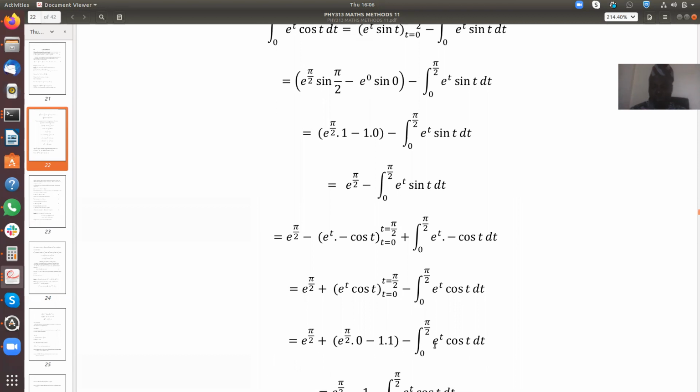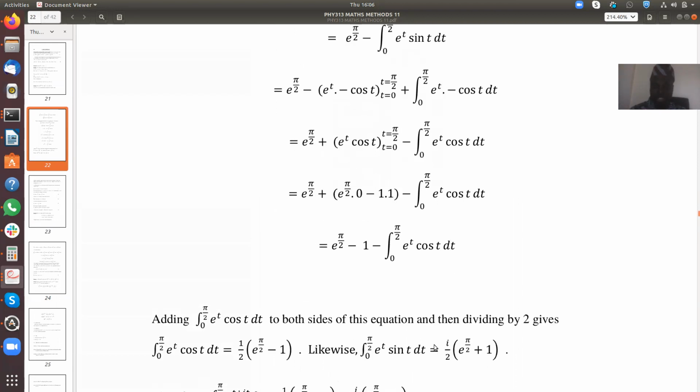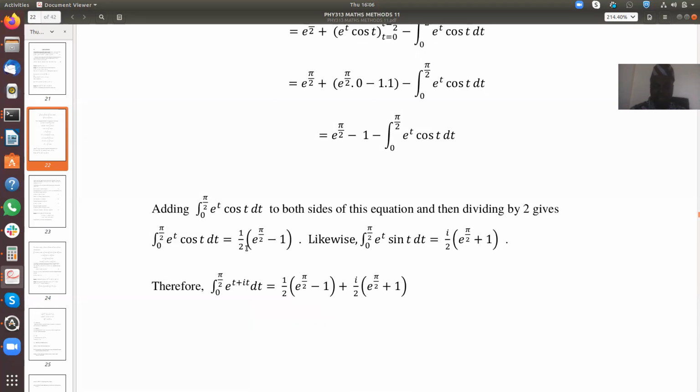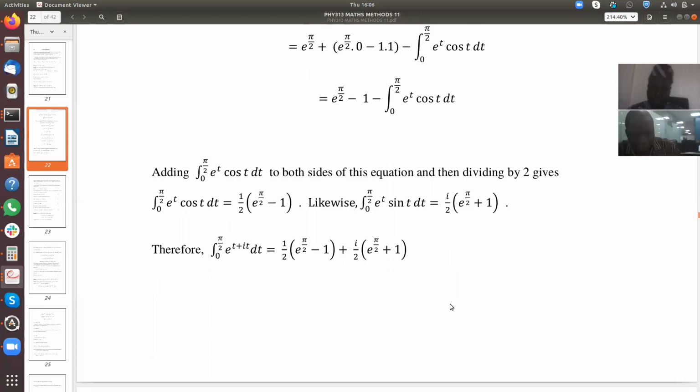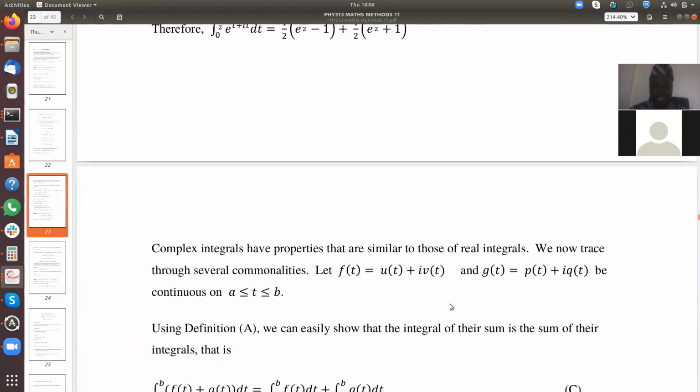By the time you do algebra on it, you realize that this expression, the whole of this, is now equal to this. By the time you split all this, just use your pencil and your paper to solve all of these things. You see how these things link to one another. Then we can now say that complex integrals have properties that are similar to those of real integrals. So we now trace through several commonalities.